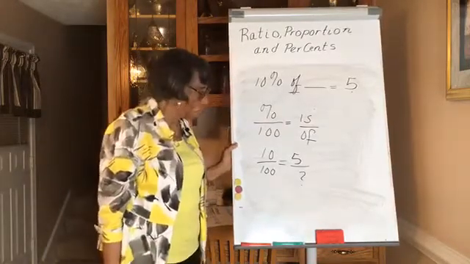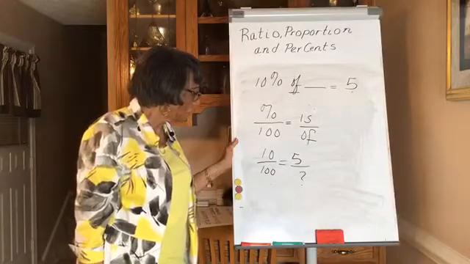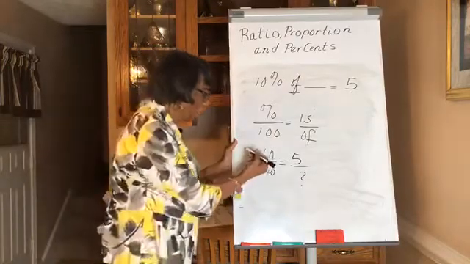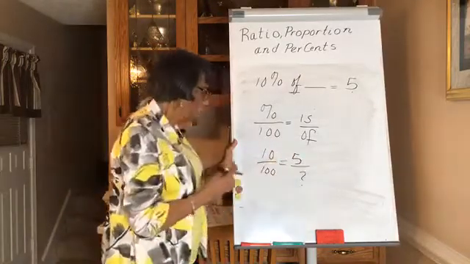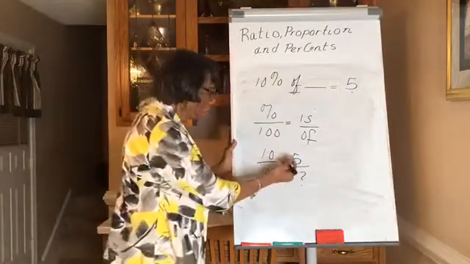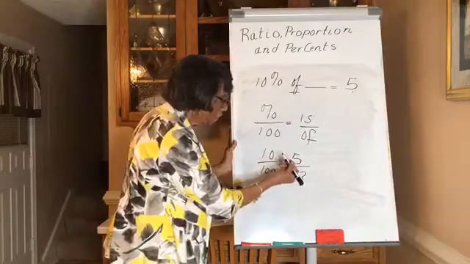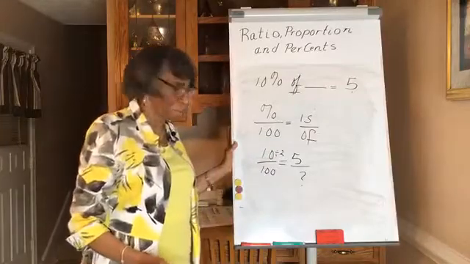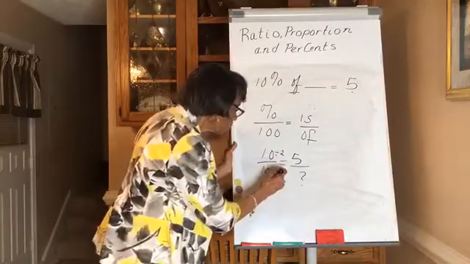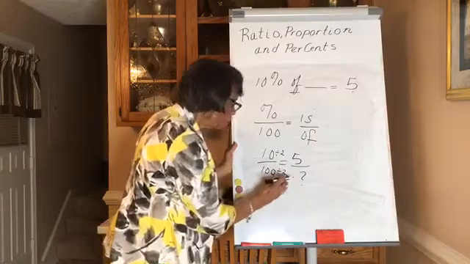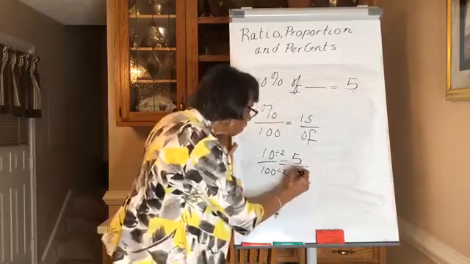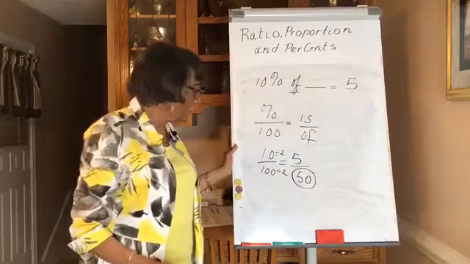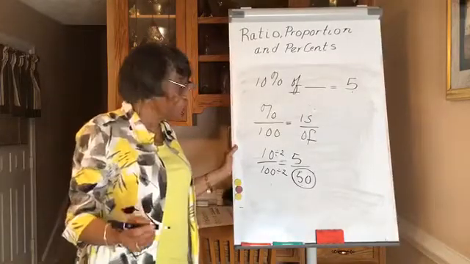Okay, there are several ways we could approach this. I could look at this and say, what happened to 10 to get 5? I divided it by what? 2. So if I divide by 2 there, I'm going to divide by 2 here. 100 divided by 2 is what? 50. So that's the number we were looking for. That's one way to approach it.